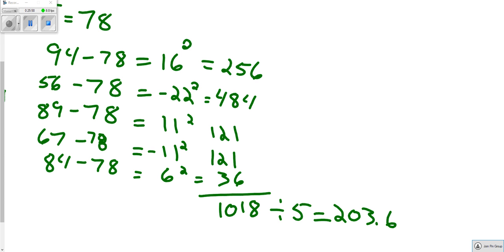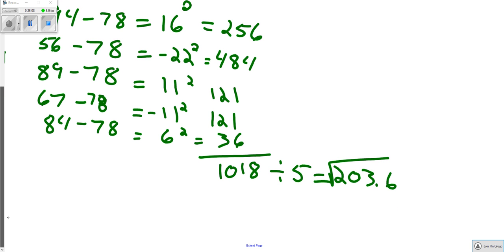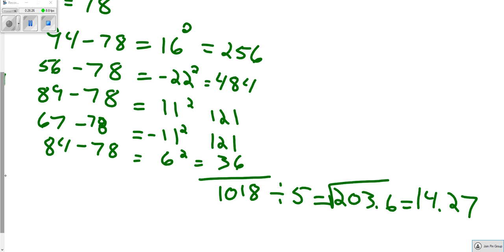And then the last piece to this is to take the square root. I got 14.26. 14.27. So that means on average Levi's average was 78, and most of his data is going to fall between 78 plus or minus that.